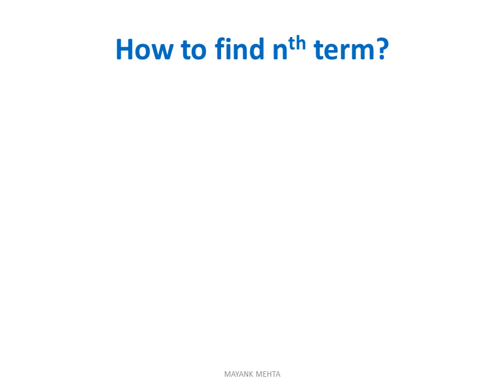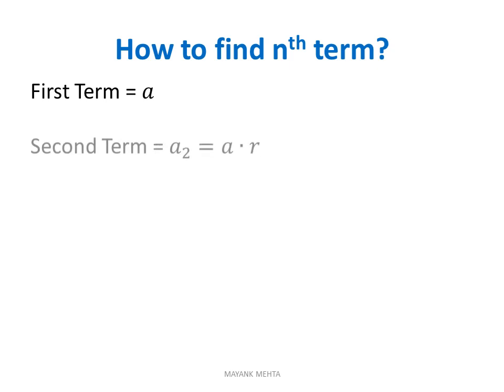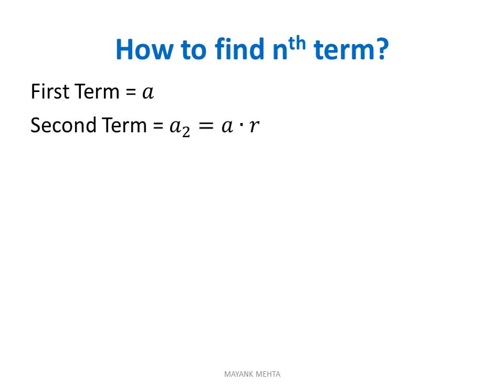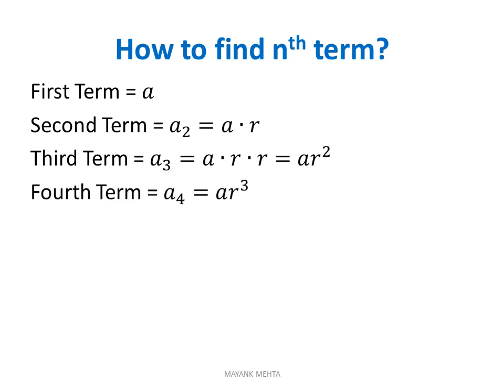How to find the nth term? See, the first term is A, the second term is A into R, the third term is A into R squared, the fourth term is A R cubed. So the second term is AR raised to 1, the third term is AR squared, the fourth term is AR cubed, so an is A into R raised to n minus 1. You remember this formula? Note down this formula in your book.